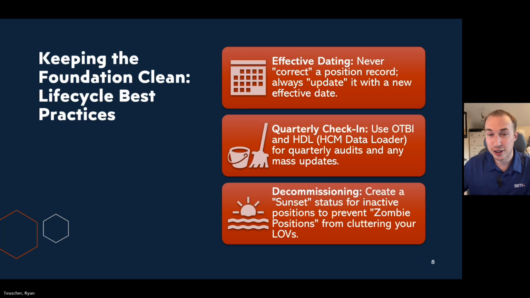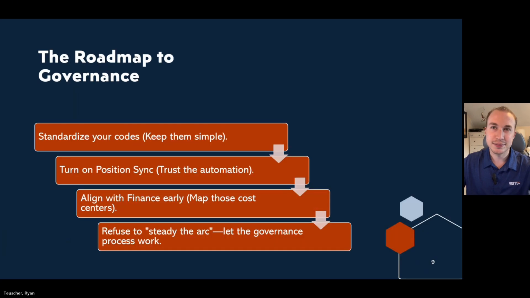And then finally, decommissioning. If you are going through positions and you need to get rid of them, deactivate these positions. Mark them as inactive. Maybe have an action reason configured called sunset or disabled, whatever it might be. It just helps keep things clean. That way, when you're going through your requisition process and you're creating a new requisition, you don't have to worry about these inactive, inaccurate positions that are clogging up your list of values.